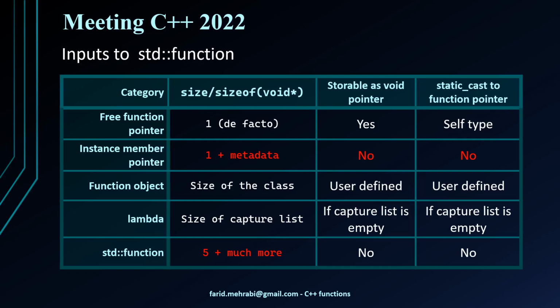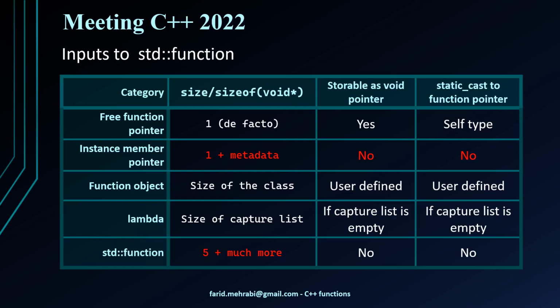The next class is the instance member pointer. Instance member pointers are entirely different beasts from the previous species. These kinds of pointers have a size depending on the defining class. Their size depends on the hierarchy of the class they're defined in. They're not castable to void pointers, neither are they castable to static function pointers.